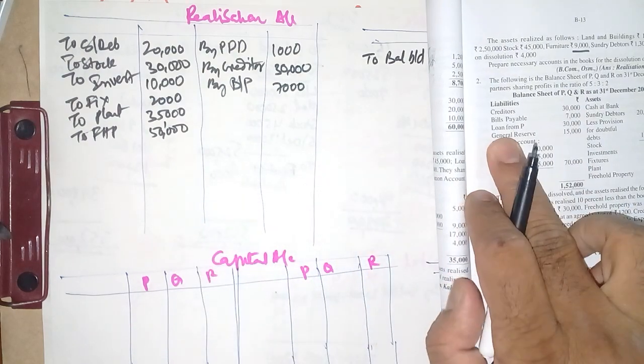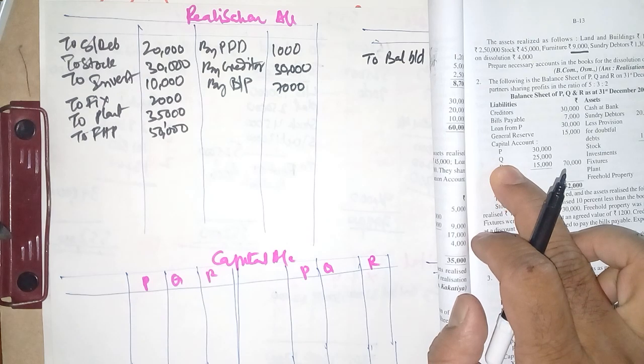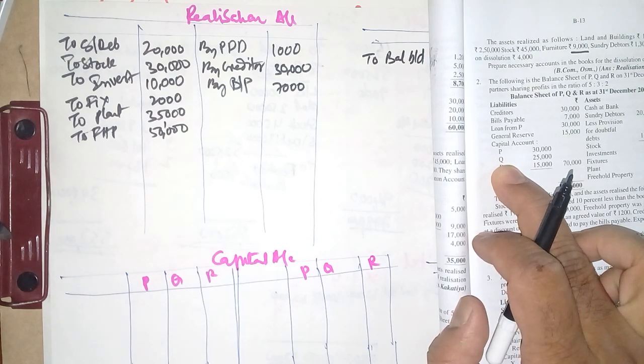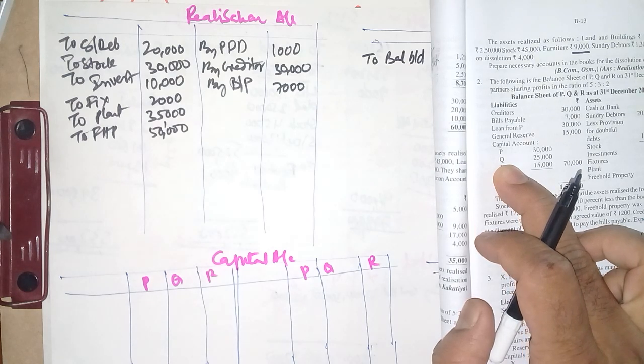And the loan from P, which we have just discussed: since P is one of the partners, his loan account will be prepared separately. It should not be transferred to realization. What is the reason behind this? The reason is the order of payment when dissolution of a partnership firm takes place. The order of payment says that first come external liabilities.